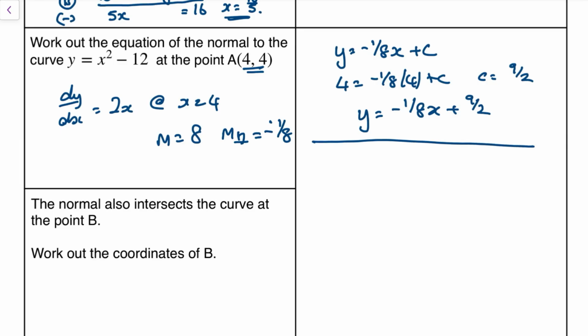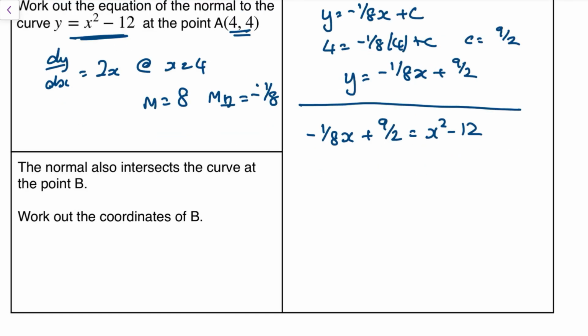The normal also intersects the curve at the point B. It's going to be a bit messy, isn't it? So in other words, the normal, which is minus an eighth x plus 9 over 2, is equal to the original curve, which is x squared minus 12. Okay, so first step, I don't really like these fractions, so I'm going to get rid of them. Multiply everything by 8, which gives me minus x plus, well, 8 over 2 is 4, and 4 times 9 is 36. 8x squared, and 8 times 12 is minus 96.